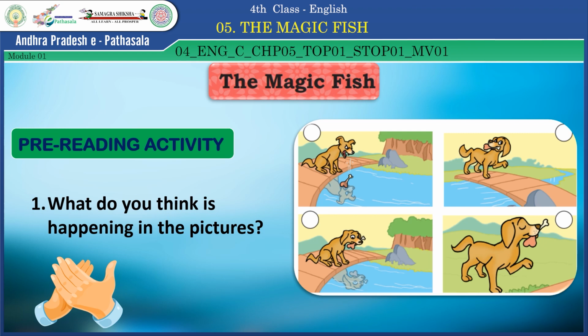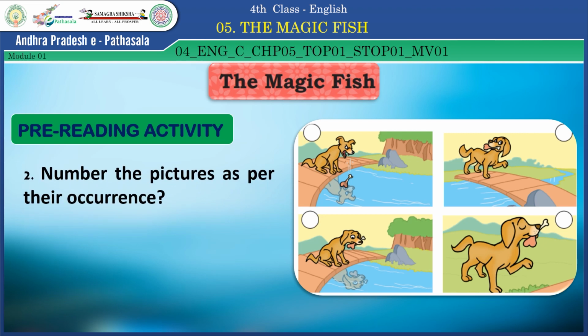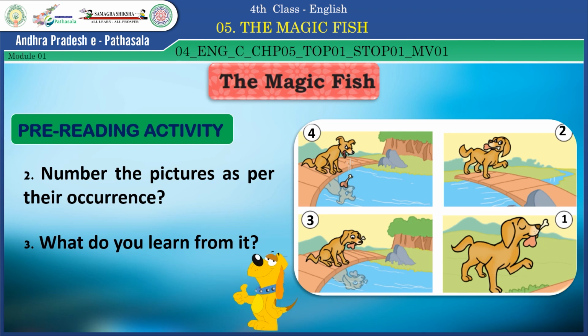Now, let us see the second question. Children, number the pictures as per their occurrence. Yes, here comes the first one. Here it is, second one. And it is the third one. And finally, this is the fourth one. Children, coming to the third question, what do you learn from it? Yes, not to be very greedy. Well done, children. You answered all the questions correctly.